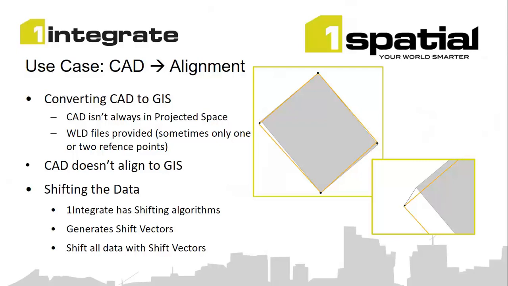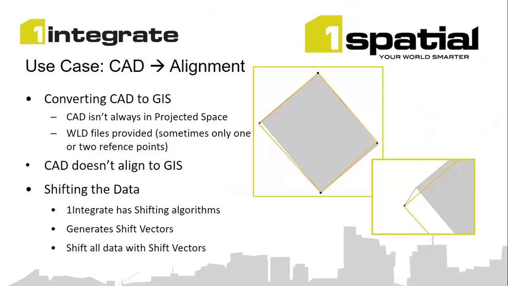CAD data typically comes with a .wld file, or world file, because the actual CAD data is not in projected space. It's in paper space, meaning the coordinates are in relation to the CAD drawing and not necessarily the real world. The world file provides reference points so that the data can be visualized in a GIS. The problem is that this may only contain 2 reference points. Then when we bring in the data, everything ends up being skewed. The larger the represented data, the more likely the data will be skewed.